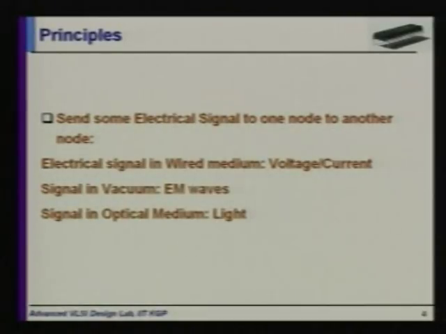In an electrical medium, like a wired medium, it would be in the form of voltage or current. In vacuum, over the air, it would be in the form of electromagnetic waves. In an optical medium, like an optical fiber, or even through air, sometimes there is an optical link, like when you press the remote, it is essentially an optical link. So it is a line of sight optical link, from the remote to your TV or other things, and the signal is light. So all of these come under the broad spectrum of electromagnetic waves.